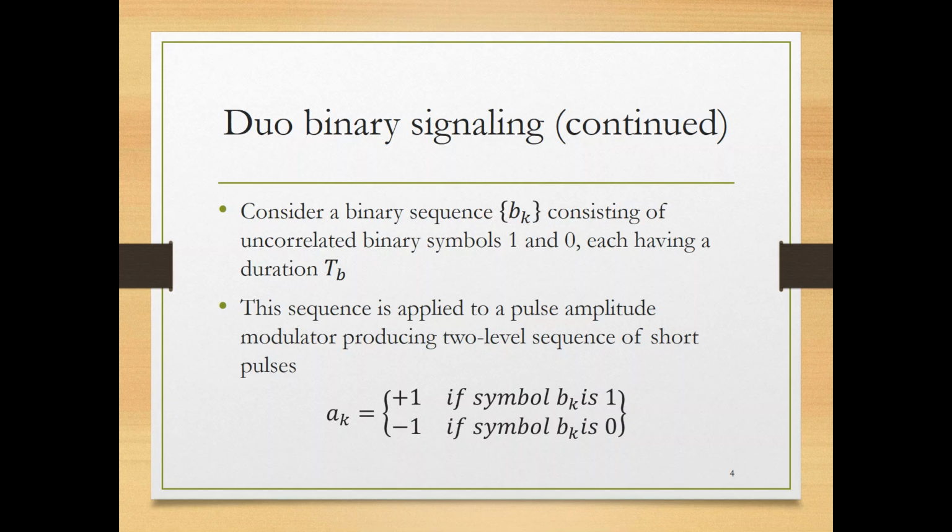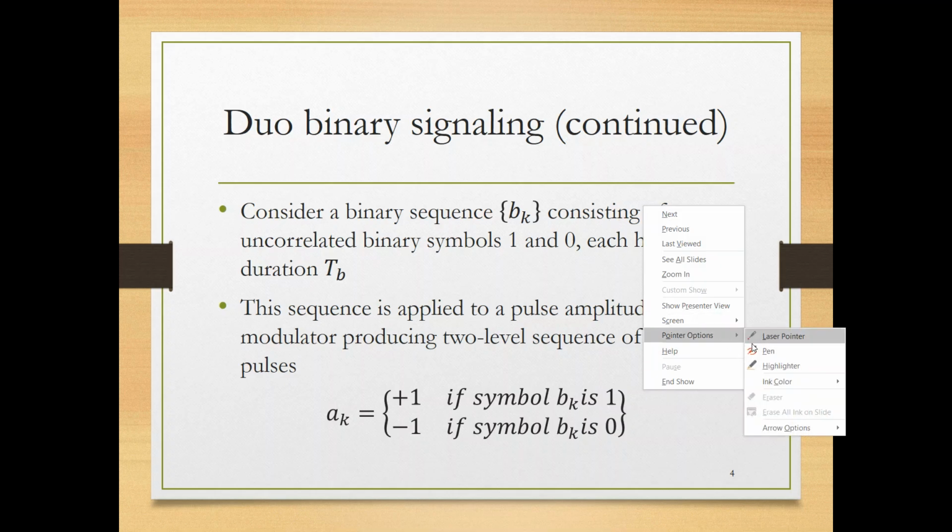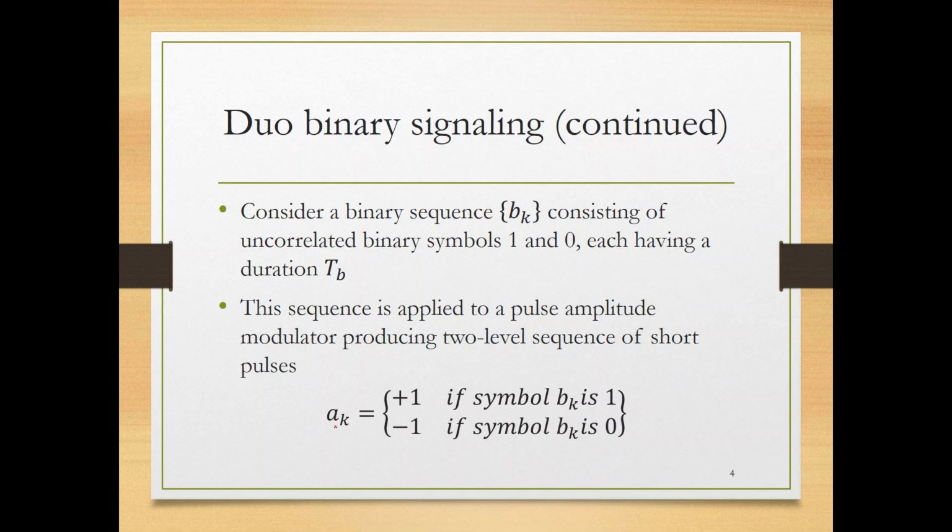Let's give an example so that we understand this process in a much clearer way. Consider a binary sequence BK, and this binary sequence consists of uncorrelated binary symbols, zeros and ones, each having a duration of TB. This sequence is applied to a pulse amplitude modulator, where if you have 0, you give minus A or minus 1, and if you have 1, plus 1. This is the mapping rule, AK.